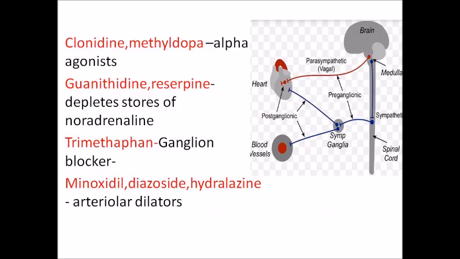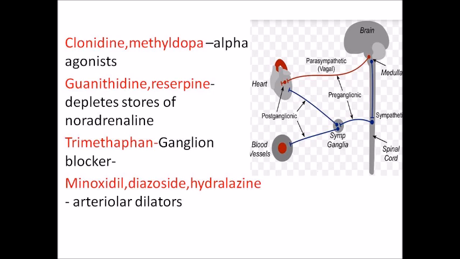Coming to the sympatholytics, the first group is centrally acting drugs. So clonidine and methyldopa are the examples. They are alpha 2 agonists in the central nervous system. They decrease the sympathetic outflow and bring about a fall in BP. Now look at the figure. Where can the next block come?